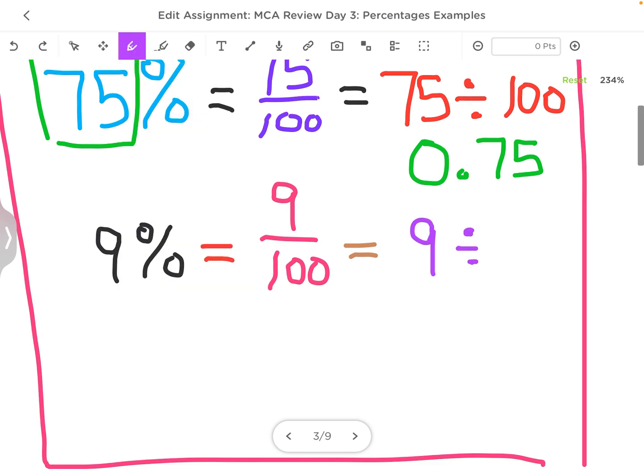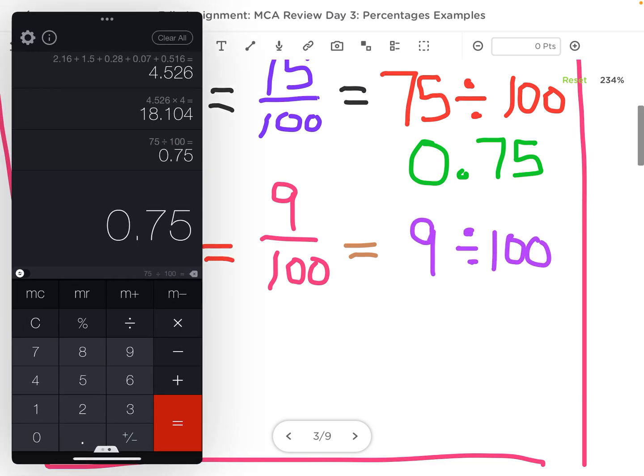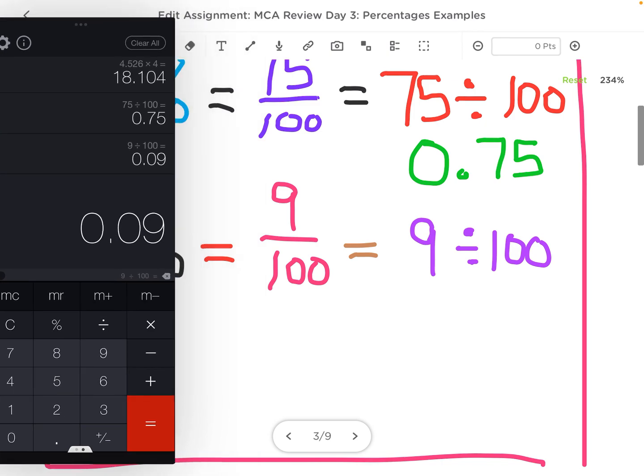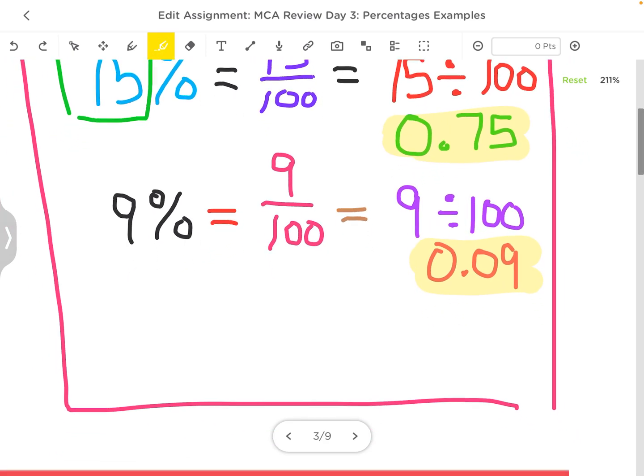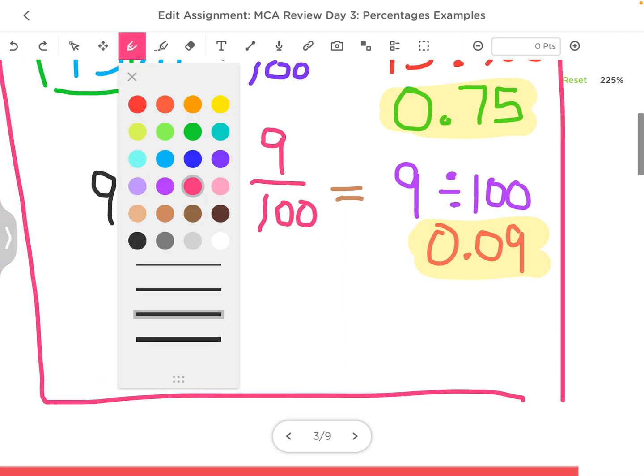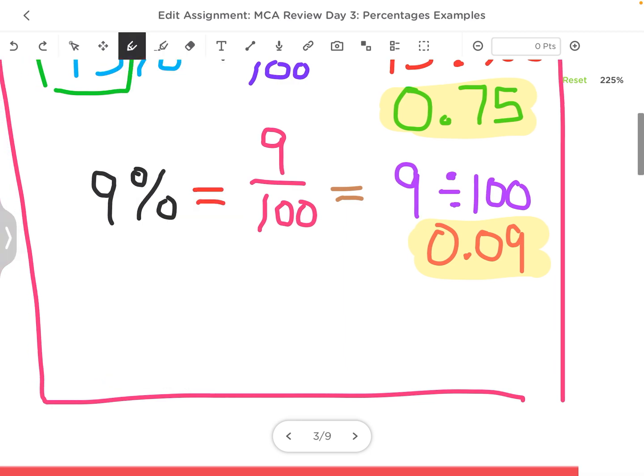9 divided by 100. See how it's not 0.9? Right? It's 0.09, or 0 and 9 hundredths. Right? So what really matters is that you can write it, you know how to put it in your calculator as divide by 100. Right?